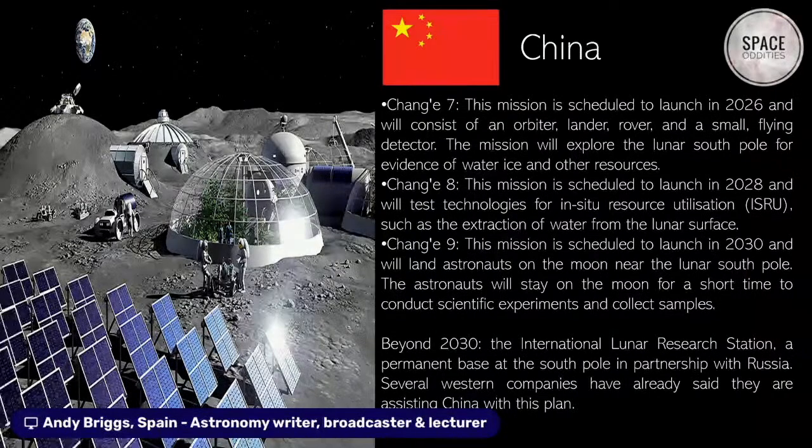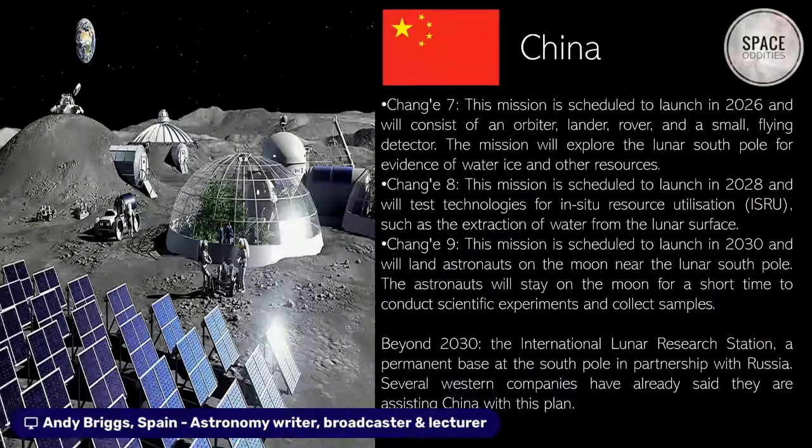Chang'e 8 in 2028. This is going to actually try to extract water from the lunar surface using what's called, and it's a whole acronym, ISRU, which stands for In Situ Resource Utilization. Why can't they just say mining, for God's sake?